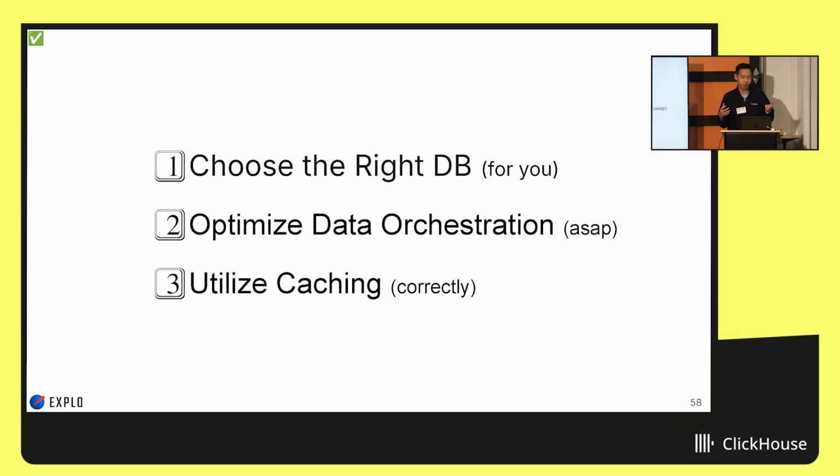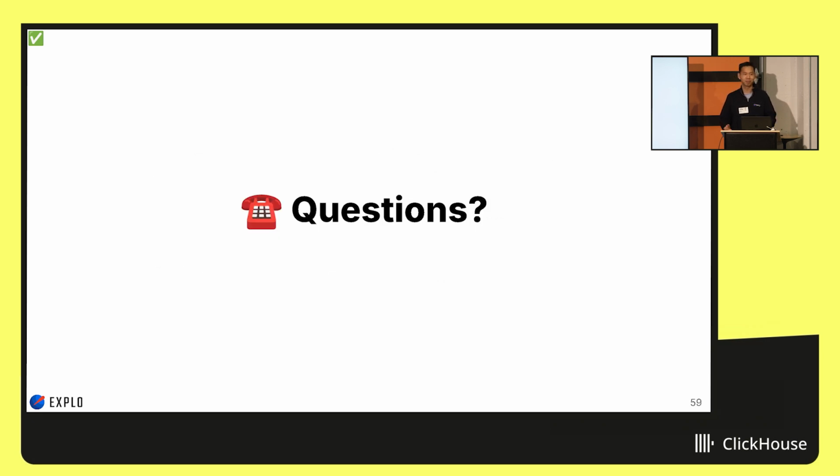And then 3, think about how to use caching correctly. Again, what might work for you and your system might not work for other people's. But I think that's pretty important as long as you have an understanding of what your constraints around security, freshness, cost, et cetera are. Awesome. Any questions?